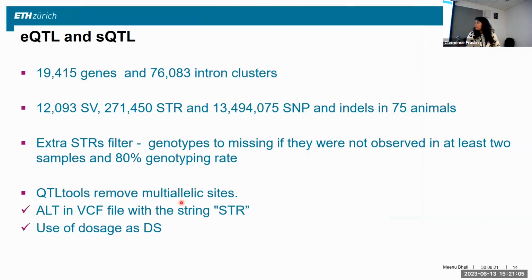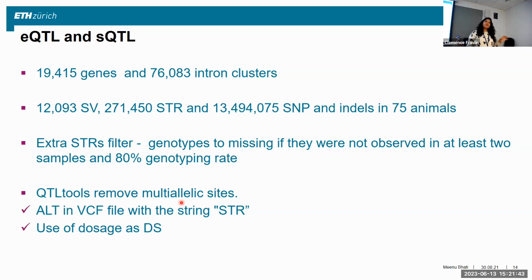Further, once we knew the structure in our data, we performed an eQTL and sQTL study. We kept 19,000 genes and 76,000 intron clusters after filtering. Out of those 75 animals, we have only 12,000 structural variations, 271,000 STRs, and 13 million SNPs and indels left, which were filtered at 0.05 MAF. We want to check how the common variants behave, not the rare ones, because our sample size was not high. For the STRs, we did an extra filter because there could be an outlier problem because of the multi-allelic sites.